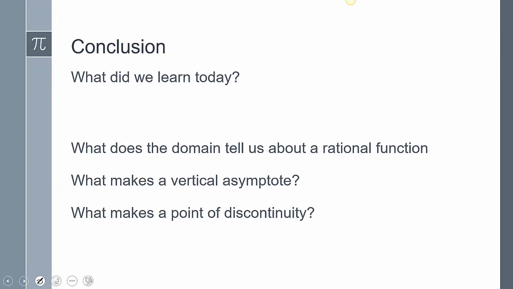So what did we learn today? We learned about vertical asymptotes and holes, and the way that you get them is by examining the domain of a rational function. So the domain of that rational function tells us if it's a vertical asymptote or a hole, or a point of discontinuity. What makes a point of discontinuity is if you look at the denominator and look at your domain restrictions and you get 0 over 0. Everything else is going to be a vertical asymptote.